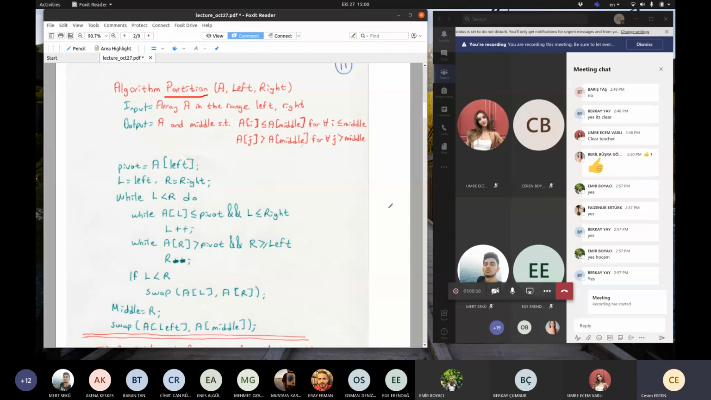Any guesses regarding the running time of the partition algorithm? Take a look at this code and also remember what the partition algorithm is doing on the array throughout its execution, and make a guess regarding its running time. What will be the running time?